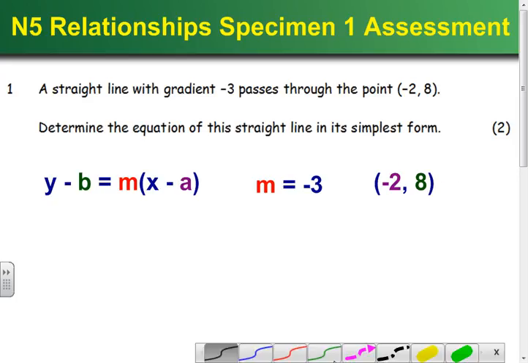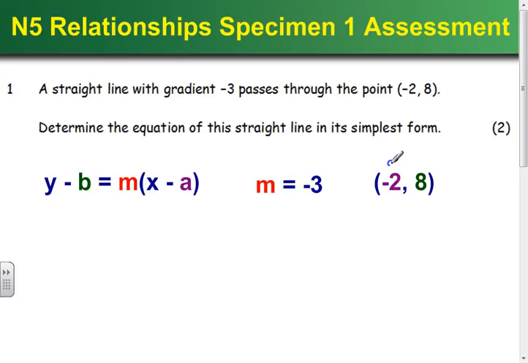So what I would encourage you to do is write just a wee a on top of that, and a b on top of that. A is your x coordinate and b is your y coordinate. Now it's a case of feeding information in and then simplifying to get your 2 marks. So y take away b, which is 8, so we'll write y take away 8 equals m's -3 bracket x take away -2. Now because you're subtracting -2, that really means +2. By all means put take away bracket -2 and then simplify to that. I've just went straight to +2.